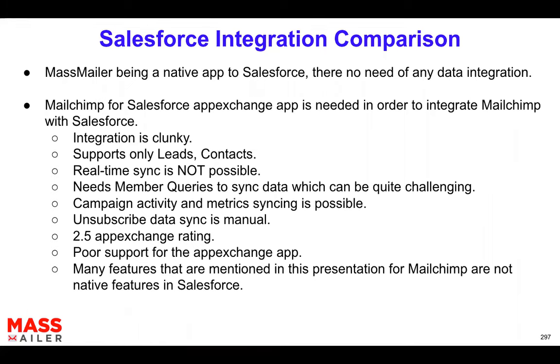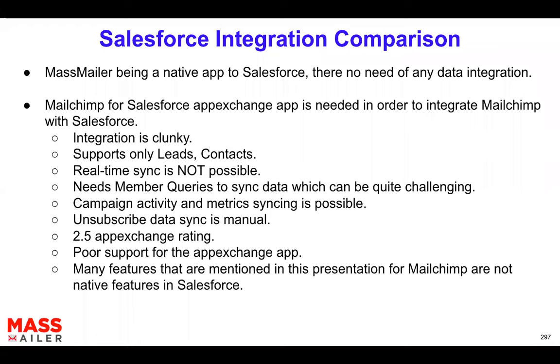Again, if at all you're trying to sync your contacts on an ongoing basis, and then try to put them in a list of audience and then try to send an email, it is going to be an issue. It's not that you want to send an email right now and you can just go boom, sync your data and then do it. That's not how it works.